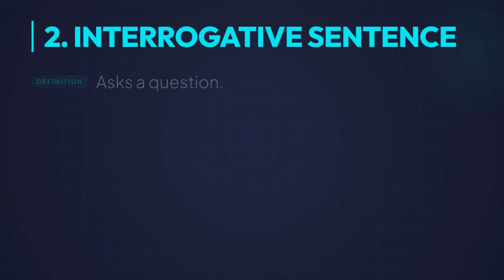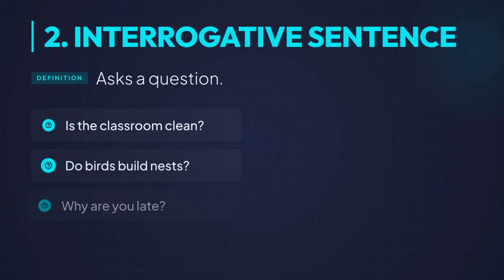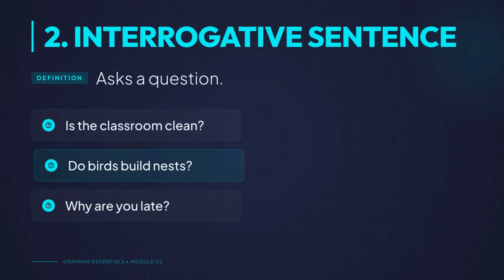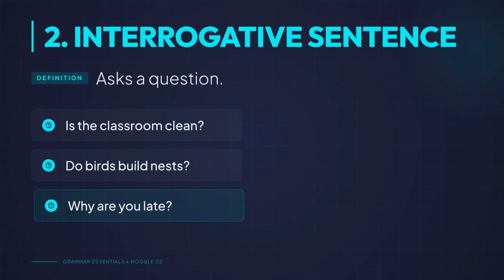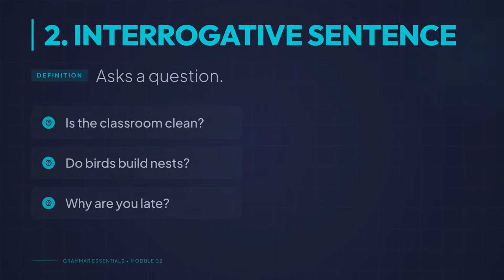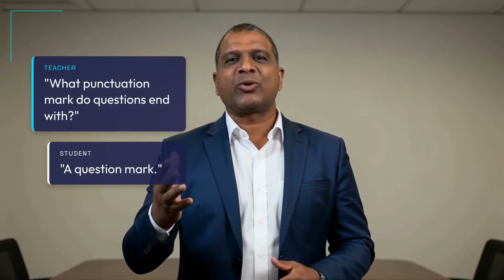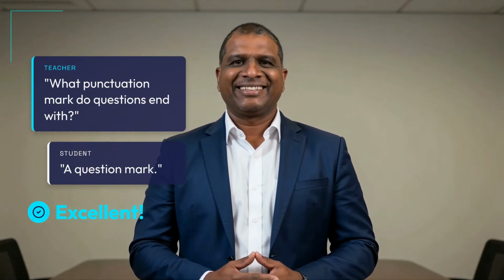2. Interrogative sentence. An interrogative sentence asks a question. Examples: is the classroom clean? Do birds build nests? And why are you late? Teacher asks, what punctuation mark do questions end with? Students, a question mark. Excellent.